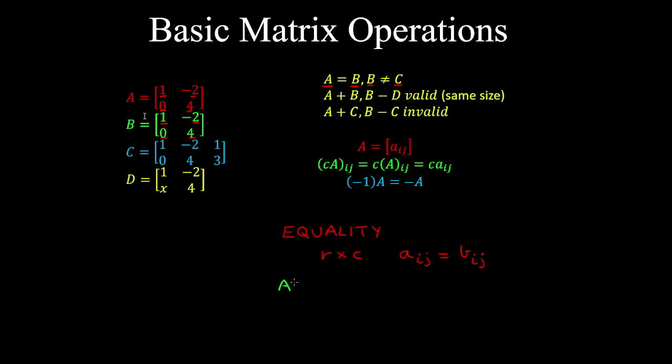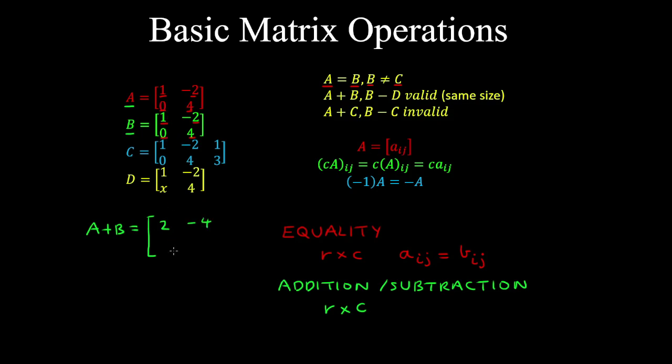Now the next basic operations are addition and subtraction. So again, the matrices must have the same size, otherwise you cannot add or subtract them. So as we can see, A plus B is valid because both matrices have the same number of rows and columns. So if we added these matrices together, we just sum the corresponding entries. So 1 plus 1 is 2, minus 2 plus minus 2 is negative 4, 0 plus 0 is 0, and 4 plus 4 is 8.